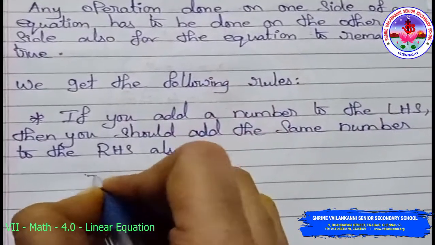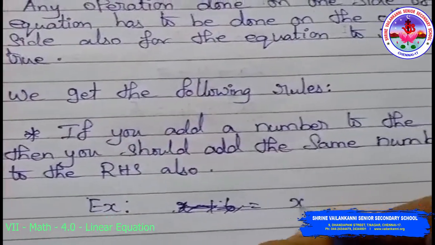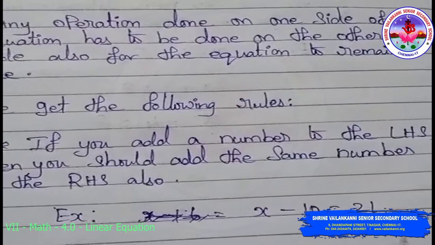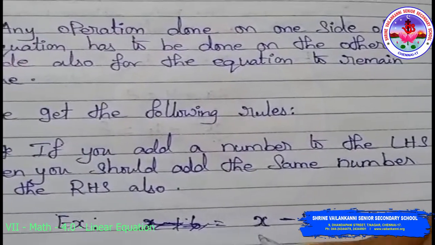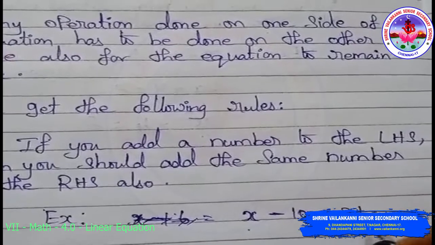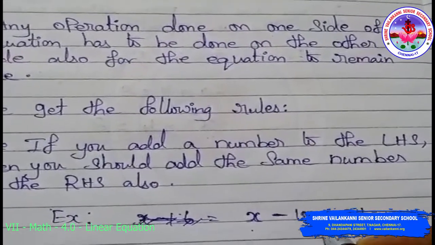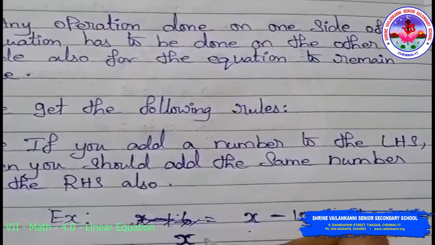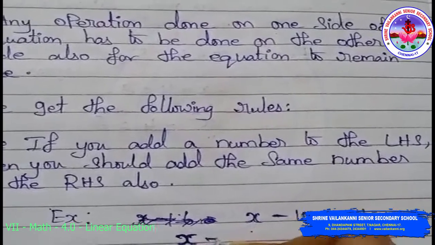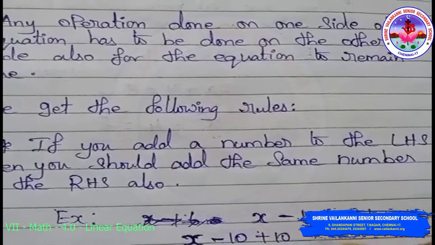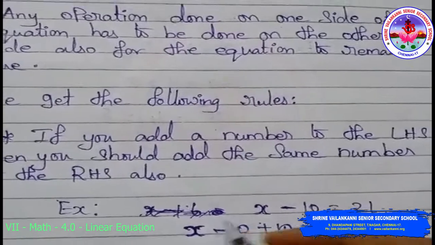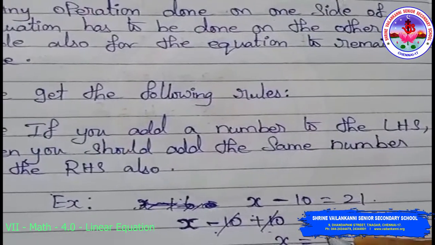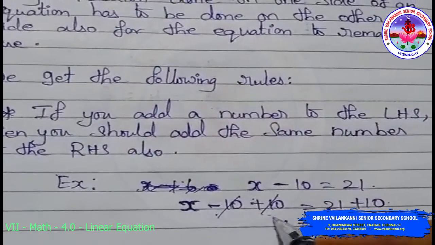Example, x minus 10 is equal to 21. Here x is a variable, 10 is a constant value, and it is equal to 21. So you can cancel out the 10, so that on the left hand side there are only variables. So x minus 10 plus 10 is equal to 21 plus 10. Plus 10 and minus 10 cancel. x is equal to 31.